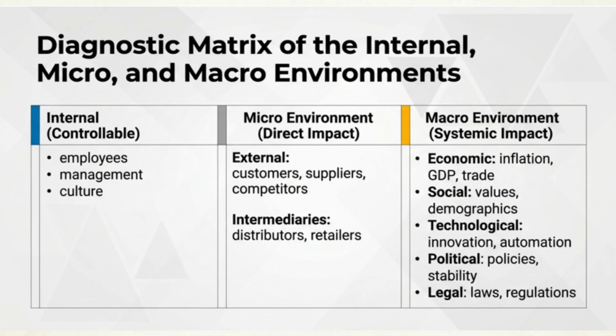Then, we zoom out to the macro environment. These are massive, society-wide forces. Economic factors like national inflation dictate how much extra cash customers have, while social factors like changing demographics alter what people value. Finally, the macro layer includes technological innovations, like the rise of automation, along with the political stability of the region and the strict legal regulations that businesses must follow.